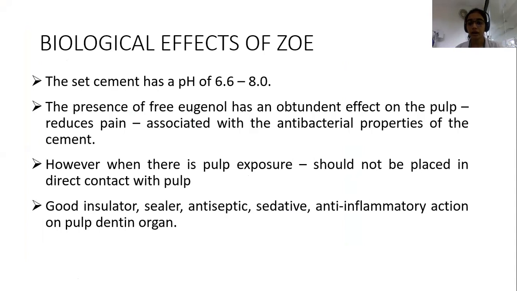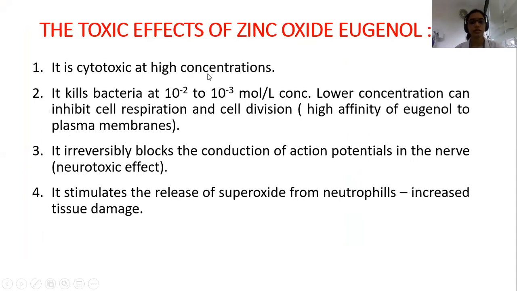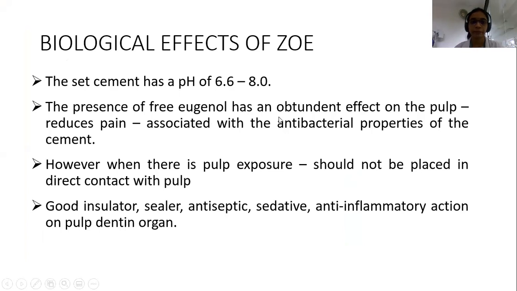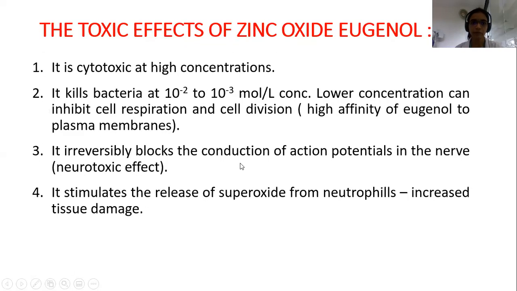However, at higher concentration, zinc oxide eugenol can be cytotoxic. Zinc oxide eugenol should not be placed in direct contact with the pulp. At higher concentration, as I told you, it can be cytotoxic. It irreversibly blocks the conduction of action potential in the nerve. It stimulates the release of superoxide from the neutrophils. So it can increase the release of free radicals from the neutrophils. This can cause increased tissue damage.